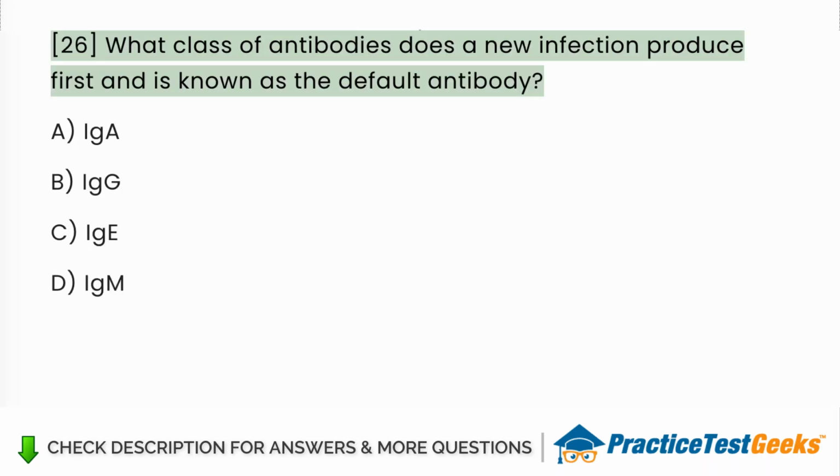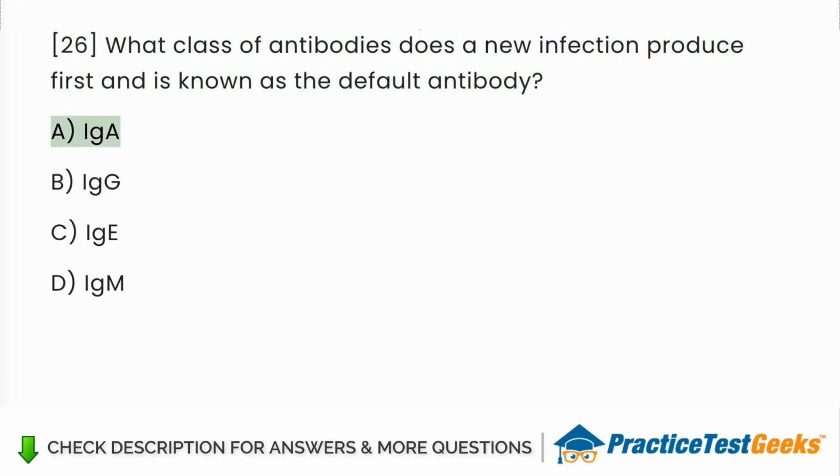What class of antibodies does a new infection produce first and is known as the default antibody? A. IgA. B. IgG. C. IgA. D. IgM.